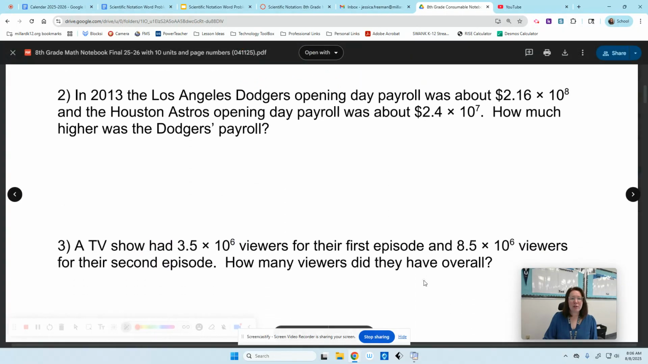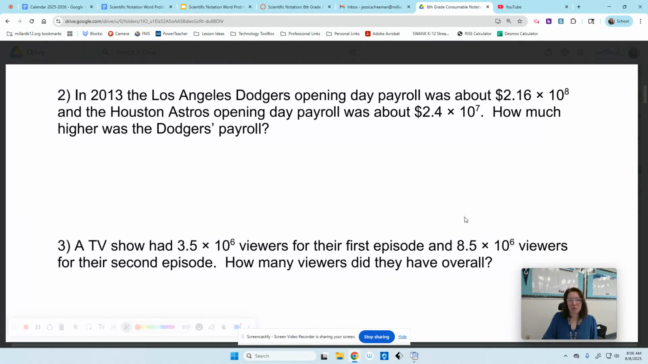In 2013, I don't know why I'm using a date from so long ago, but there you go. The Los Angeles Dodgers opening day payroll was about 2.16 times 10 to the 8th. Payroll being how much money they got paid for one day. So how much money the team got paid in one day on opening day. And the Houston Astros opening day payroll was about 2.4 times 10 to the 7th. How much higher? It's not how many times, it's just how much higher.